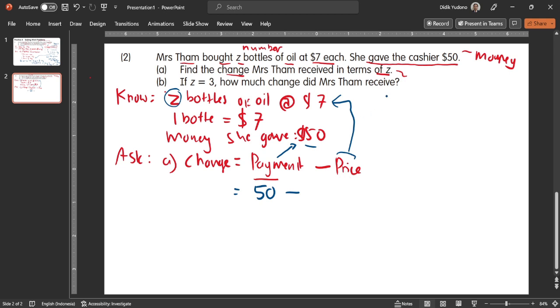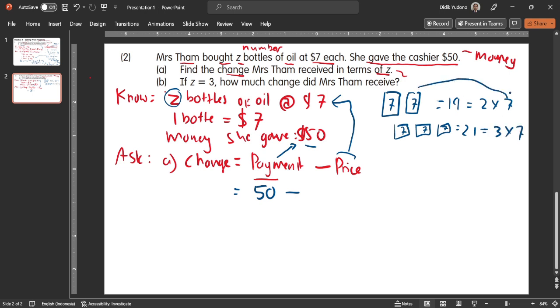Okay, so imagine if I have a bottle, it costs $7. If I have two, it will be 14, which comes from 2 times 7. If I have 3, altogether 21 comes from 3 times 7. Look at the price. 3 and 2 are the number of bottles. So this is what I do. The number of bottles is Z, then multiply by the price of one bottle, which is $7.